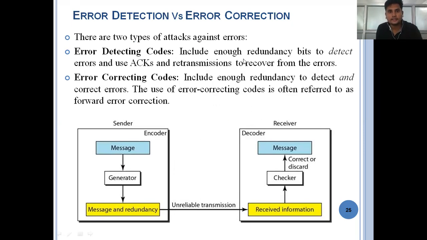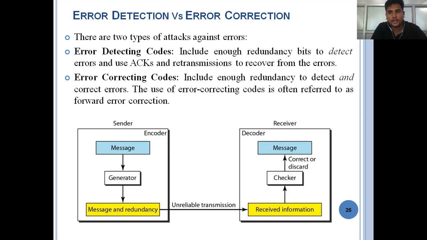There are two types of approaches against errors: error detecting and error correcting codes. How we detect the errors depends upon acknowledgements and retransmission. If acknowledgements do not come back, that means there is an error. We expect acknowledgements. If acknowledgements come back from the receiver side, that means it is good. If an acknowledgement does not come back to the sender side, that means there is an error in the data transmission. The data link layer feels there is an error in between, and it corrects the error by resending that particular frame to the receiver.